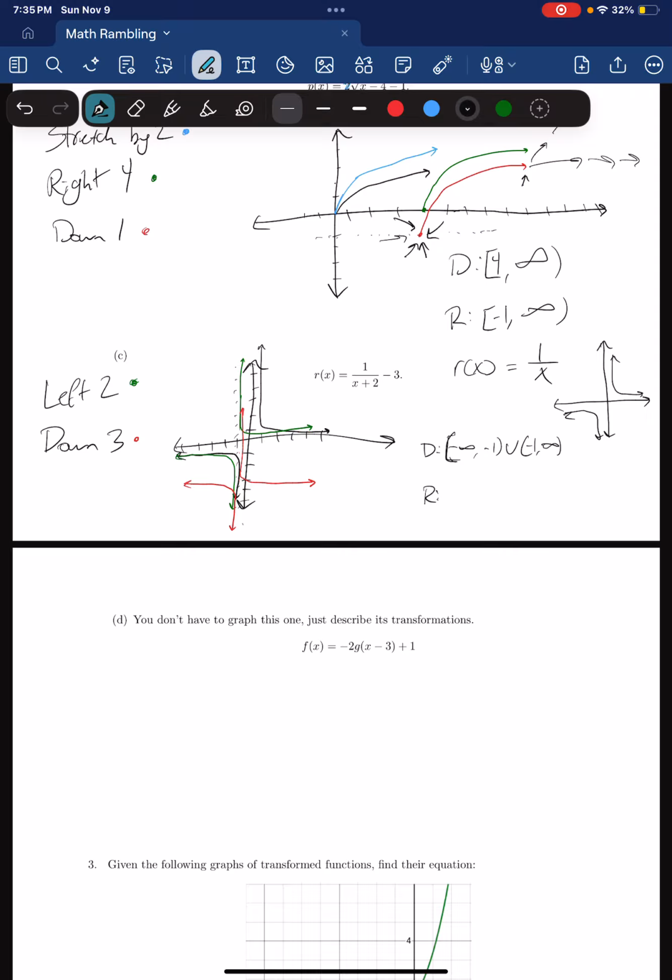All right, and now let's look at our range. So I notice we can go up as much as we want. We could go down as much as we want, but we never seem to cross this line right here. What is that line? That line is -3. So our range would be all of the real numbers except for negative 3. That'd be another way to write it, but it's probably not a helpful way to write it.